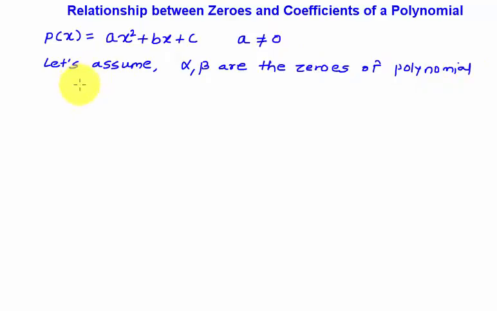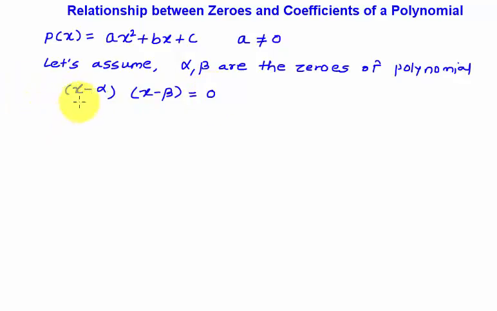So that means one of the factors of this equation is x minus alpha, which will have value 0. Then another factor will be x minus beta. This will also have value 0. So if we multiply the two terms, we'll get product as 0.